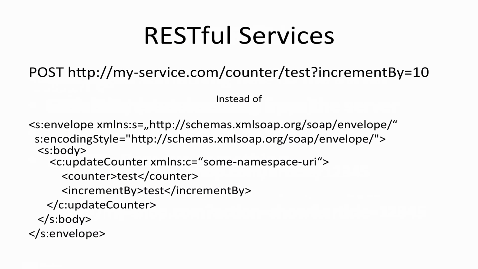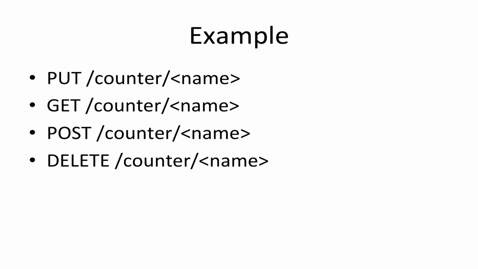Now that we know the theory, let's look at a practical example. And as already shown, the example we are going to build will be a counter service. So if we call counter/name with the put verb, we will create this counter. If we call get/counter/ and the name of the counter, we will return the current state without modifying it.